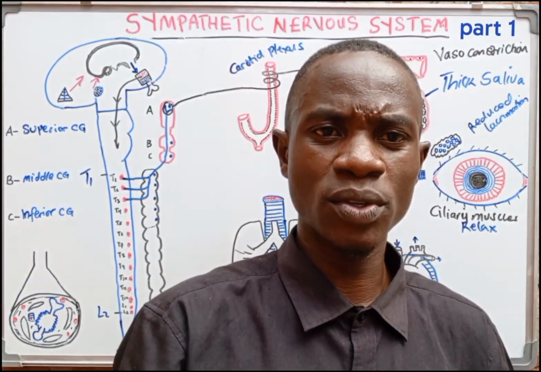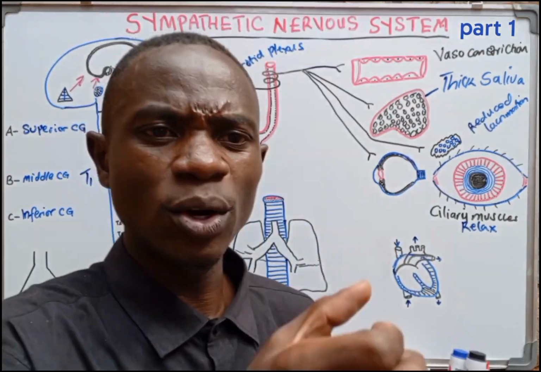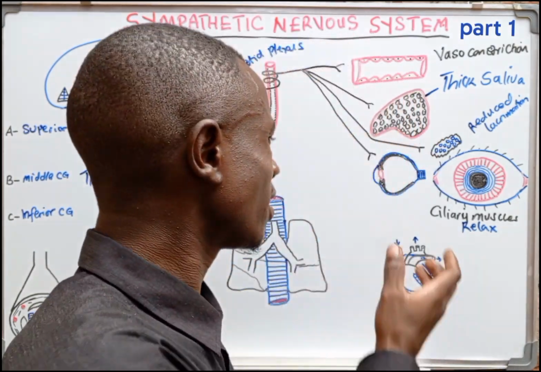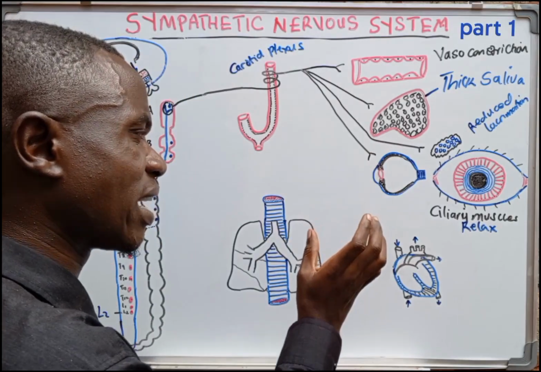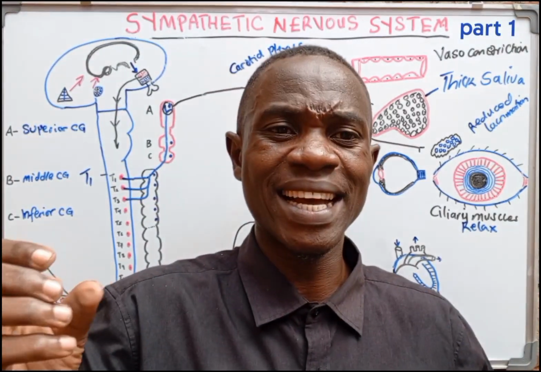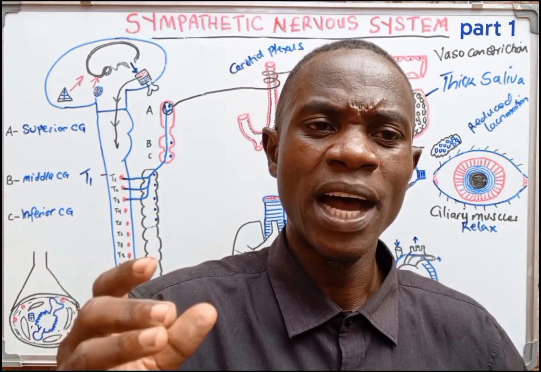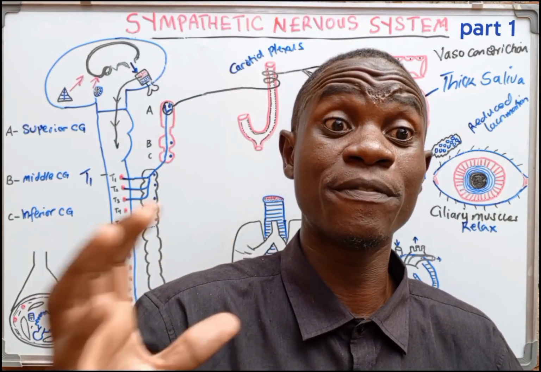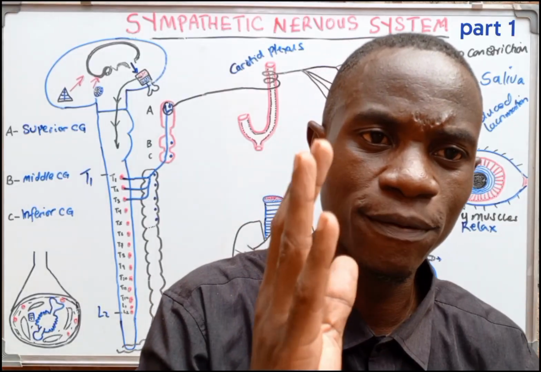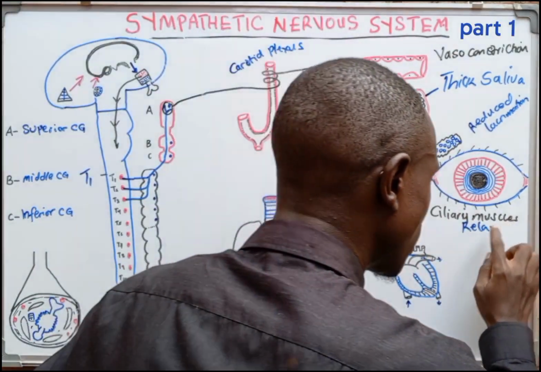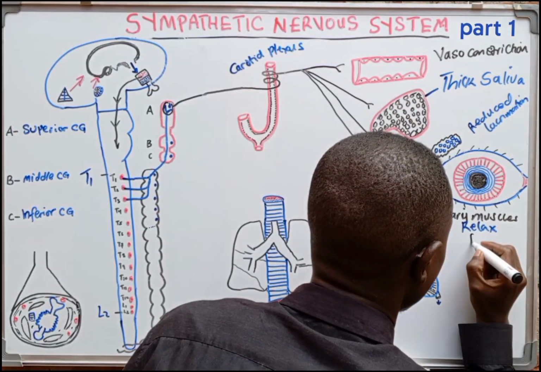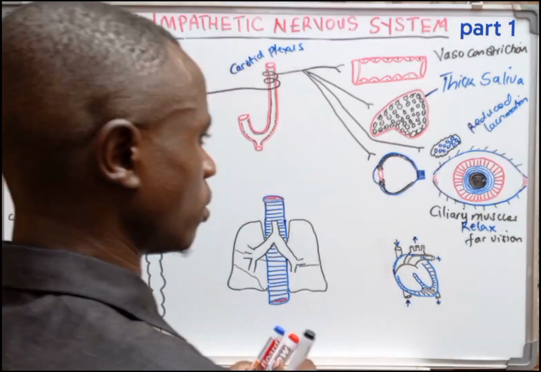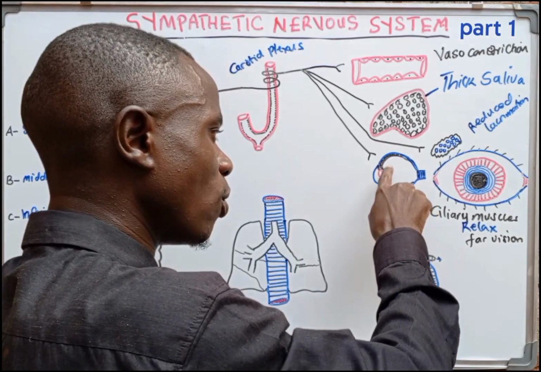Now, when these ciliary muscles relax, they are going to be exerting a lot of tension on the suspensory ligaments. When they exert a lot of tension on the suspensory ligaments, this will pull the lens and the lens will become more flat. And of course, when the lens becomes more flat, we are going to be having far vision. So the ciliaris muscle relaxation will aid in far vision, which we call accommodation. That's what's going to be happening on the lens.